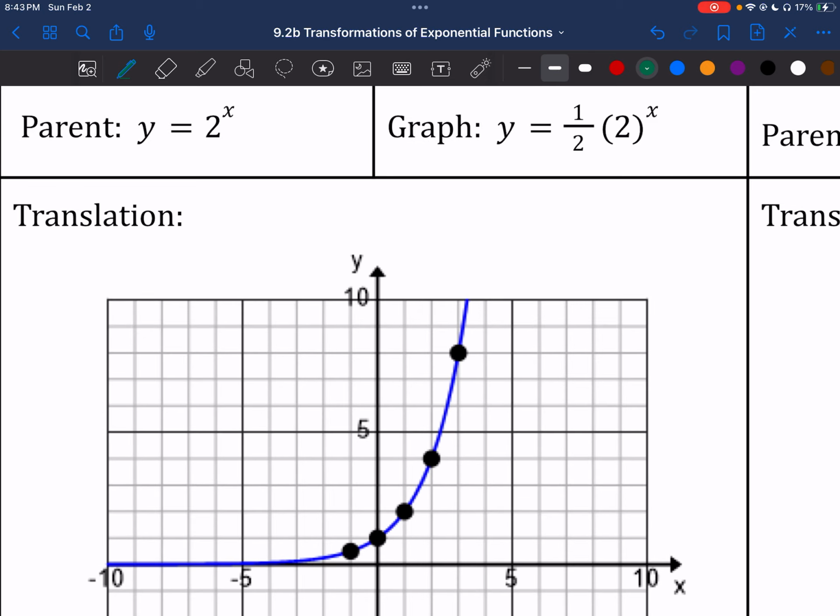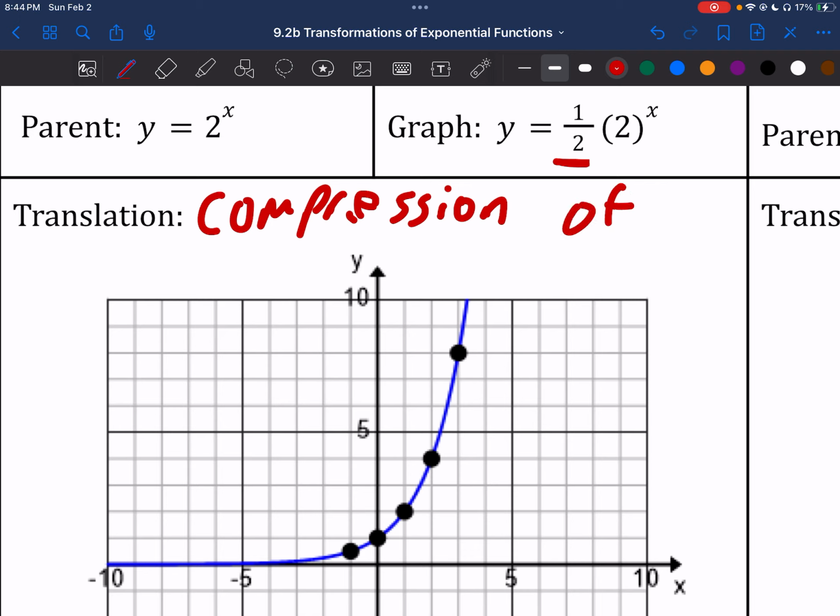The parent function for this first one is y equals 2 to the x, and we see that graphed for us. We've worked with this one before yesterday. And now we need to graph y equals 1/2 times 2 to the x. Well, first off, just looking at our formula, this is a fraction. It is between 0 and 1. The absolute value is between 0 and 1. So that is going to be a compression. Okay, so we have a compression of 1/2.